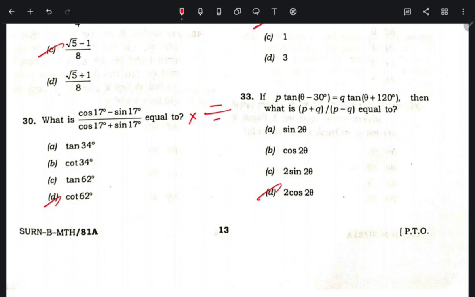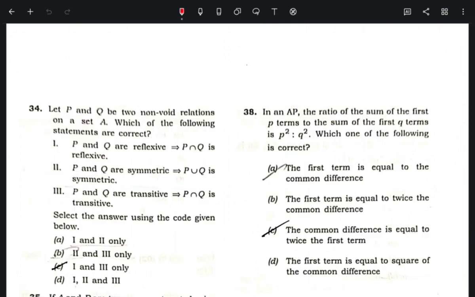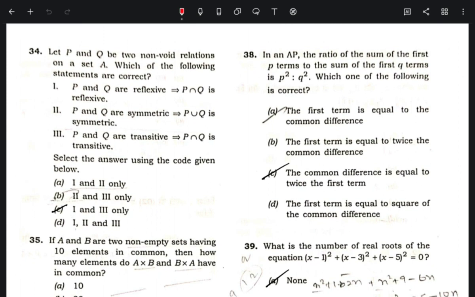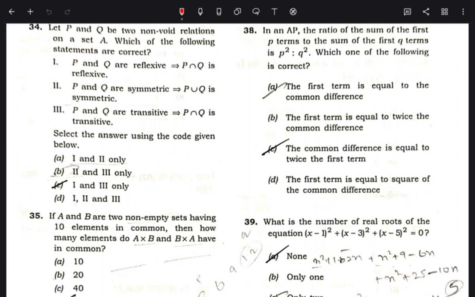Okay, so here you just have to cross multiply, take P by Q, then you take this down, then you do componendo and dividendo. So that will give you the answer to this. This is just a componendo and dividendo question. So here we have a bunch of set relations and functions problems. All are formula driven, all are very easy. So I'll just tell you the answers.